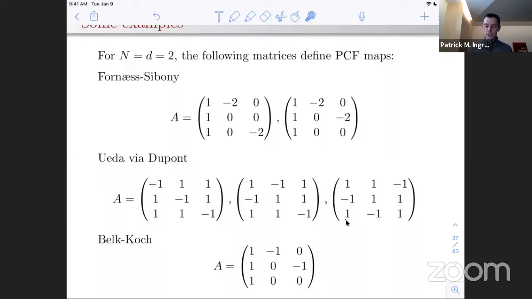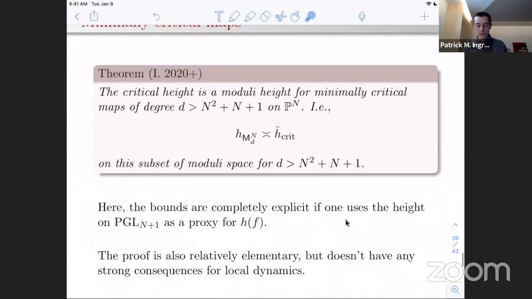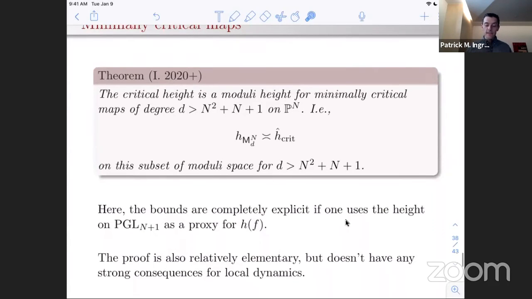I will also mention that this example and this example can be generalized to any dimension and any degree. So certainly these minimally critical examples contain non-trivial post-critically finite examples in any dimension and any degree. And it turns out that here, in this context, you can prove exactly this conjecture.